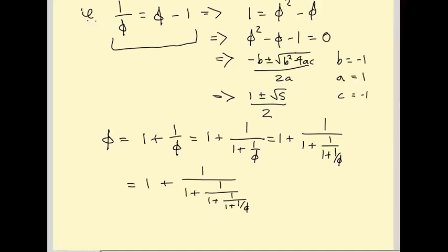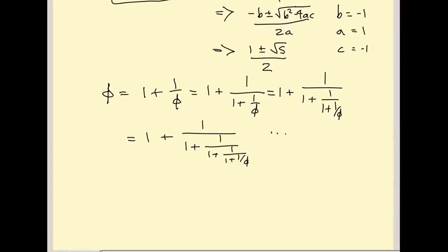I haven't gained anything. So now what I'm going to do is just write dot, dot, dot, which means I keep doing this infinitely often. And eventually what happens is the phi disappears off the page, right? Because I do it infinitely often, the phi kind of disappears. So eventually what I'm left with is phi equals 1 plus 1 over 1 plus 1 over 1 plus 1 over dot, dot, dot. And this just means I keep doing this 1 plus 1 over 1 plus 1 over infinitely often. And now, magically the phi has disappeared.